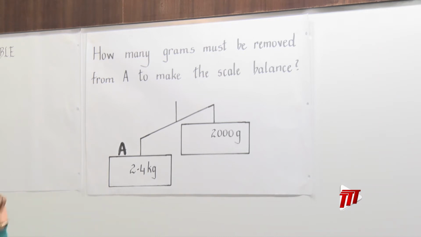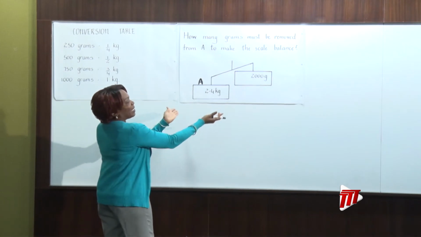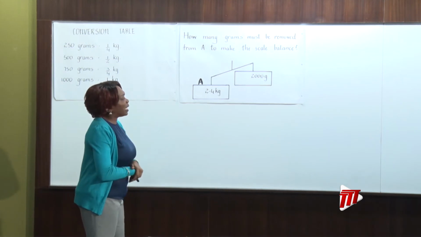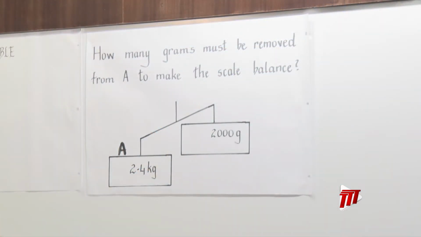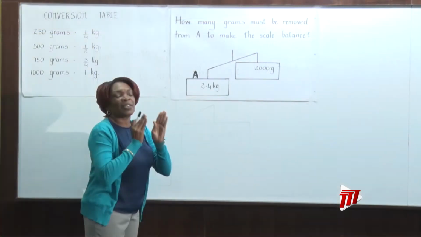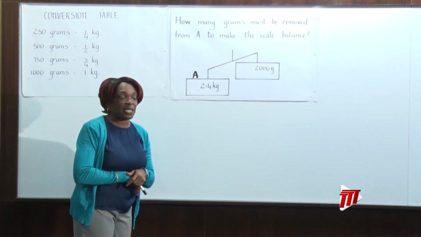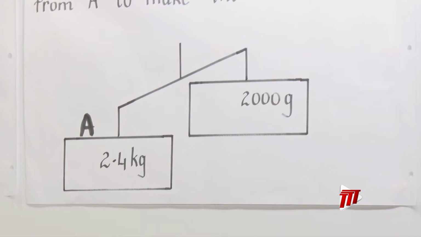A is heavier than the other side. Look at the question. How many grams must be removed? For us to solve this problem, a number of grams must be removed to make it balance. The question is, how many grams? But if you look carefully, we would realize that we have 2 different units. What if we change 1 to the next unit so that we can compare? Let's try that. So we're going to look at the 2.4 kilograms and we are going to change that to grams so that we can compare. All right, so let's pull out the 2 4/10 kilogram now.